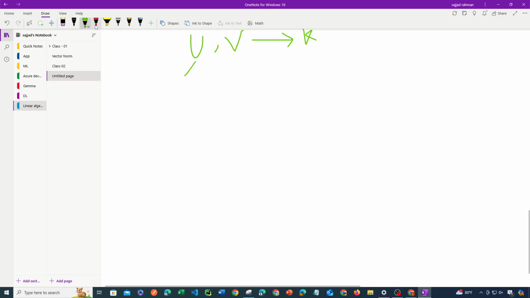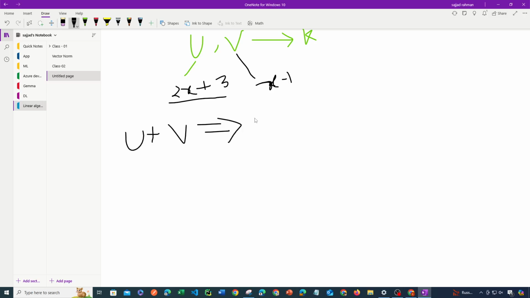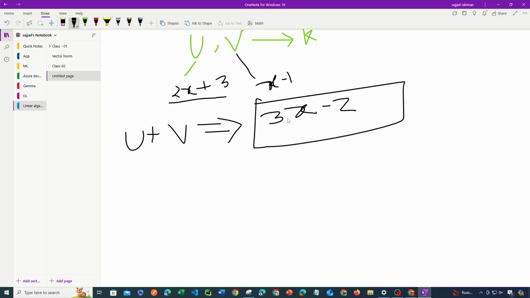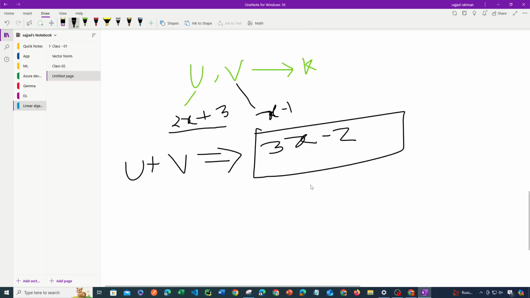so let's talk more here. For example, u is 2x plus 3 and our v vector is x minus 1. So these are polynomial equations, are they not? First degree polynomial equations. If we add these two vectors, what will be the result? The result vector will also be a first degree polynomial. Remember this. And definitely they are in the same space.